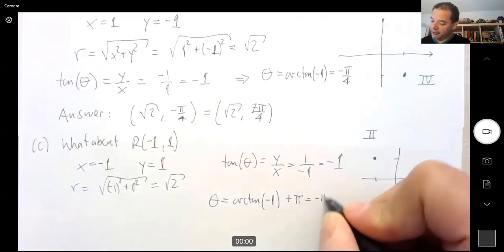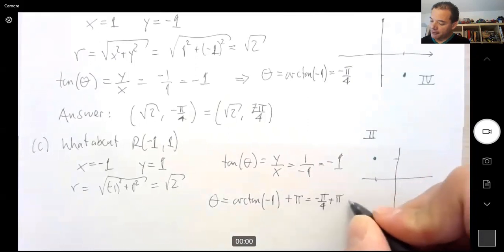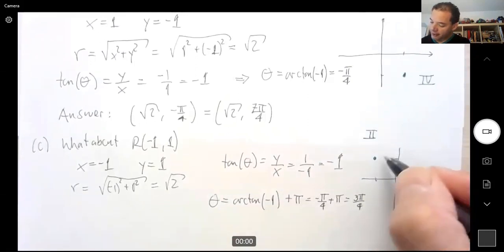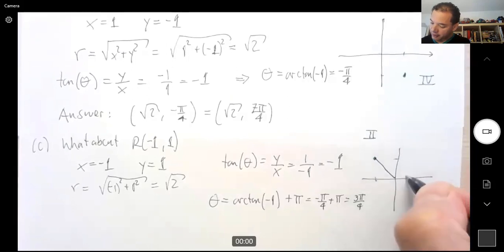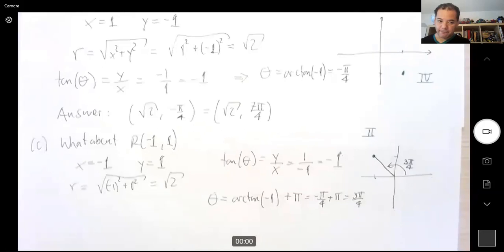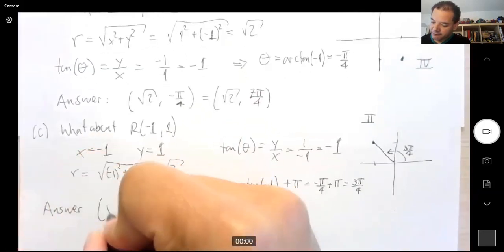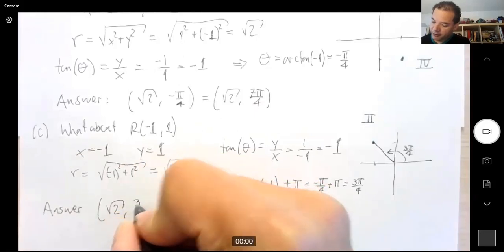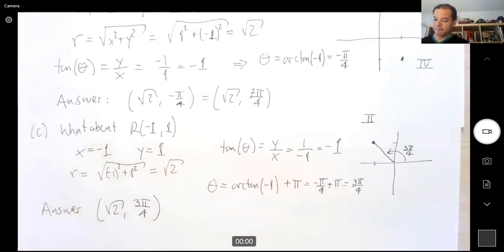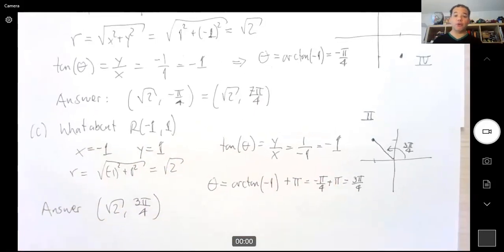So this will be -pi/4 plus pi. So that's 3 pi/4. And that's the correct angle, right? From here to here is 3 pi/4. So the answer is square root of 2, 3 pi/4. Okay, and that's what you need to do when you have things in the second or in the third quadrant. Okay, questions so far?